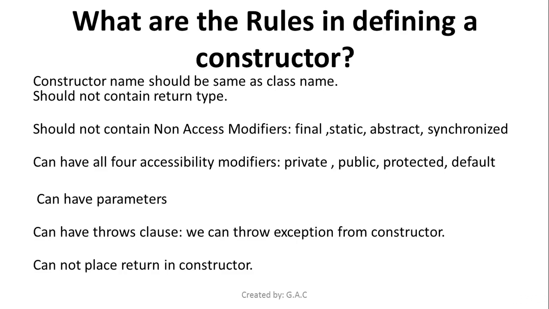What are the rules in defining a constructor? Constructor name should be same name as the class name. Should not contain return type, that's an important point. Should not contain non-access modifiers, final, static, abstract or synchronized. Can have all 4 accessibility modifiers, private, public, protected and default. Can have parameters, can have throws clause.